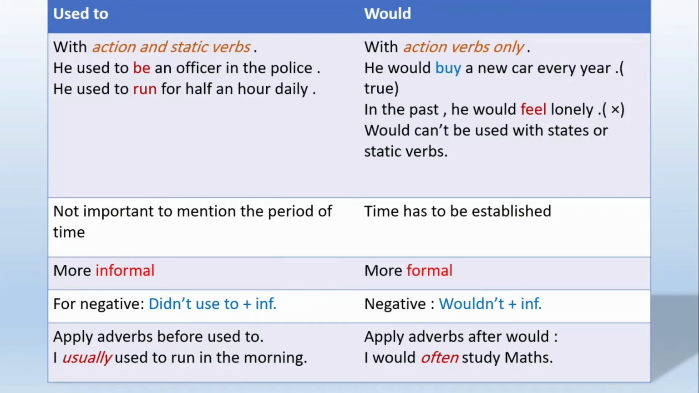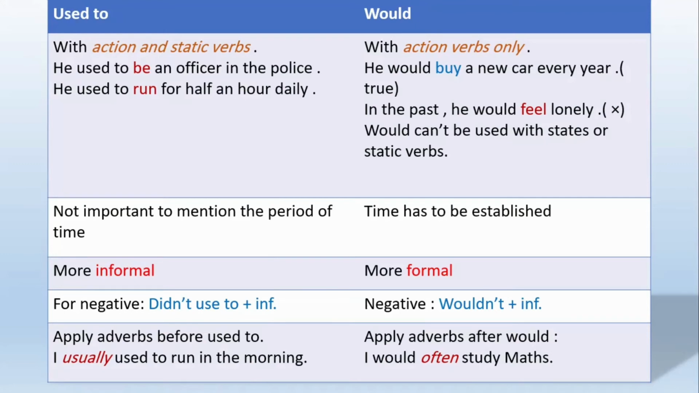And remember that would here is a helping verb followed by an infinitive form. It cannot be used with states or static verbs. The verb feel, static verbs like verbs of senses, verbs of feeling, verbs of emotions, verbs of appreciation, verbs of ownership, possession, other verbs. These verbs give a state of being, a state of mind, they describe a feeling or emotions. These all cannot be used with would. Only with used to, yes, it's okay. So feel lonely is not okay, but used to be lonely, yes, okay.